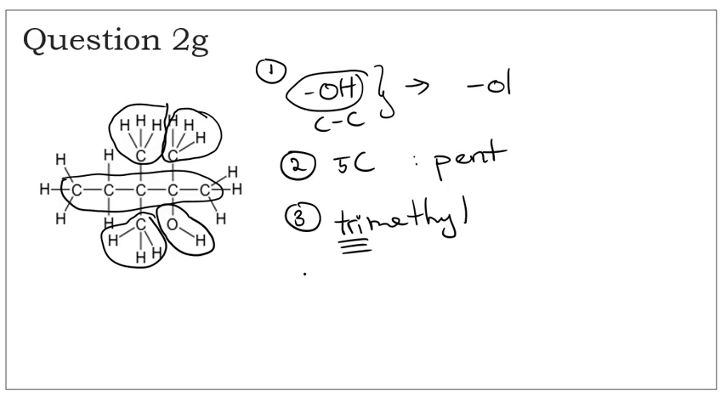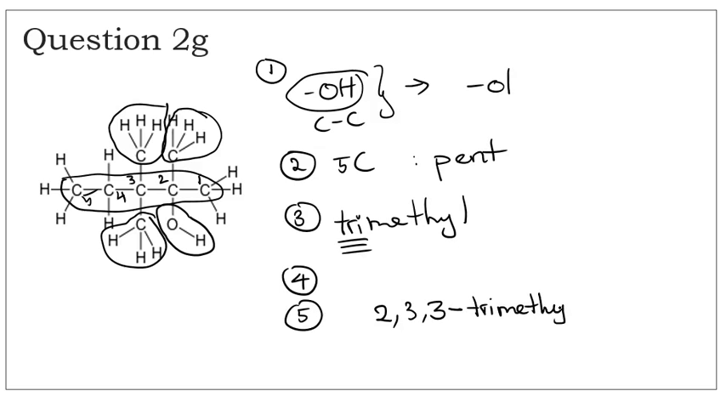You do need to indicate the locations, obviously, because there are so many places it can be. We'll start on this end, which is closest to the hydroxyl. 1, 2, 3, 4, 5, and then name. So 2, 3, 3. 2 methyl branches come out of carbon 3, so you have to write that number twice. Okay, trimethyl pentan-2-ol. That's it.